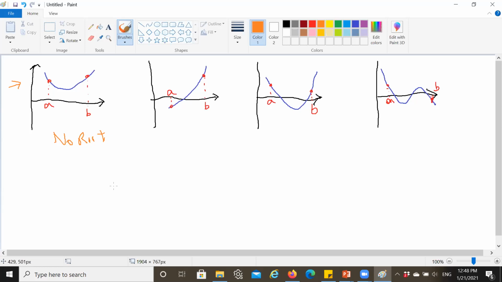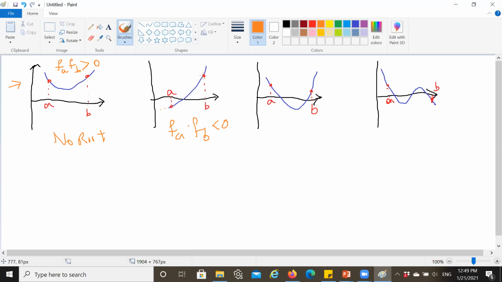Now let's look at the second case. In this case, the functional values at A and B are of opposite sign. That means f of A is negative and f of B is positive. So if I write f of A times f of B, it would always be negative if I multiply their values. Over here, in the first case, f of A times f of B would always be positive. Am I right? Yes.